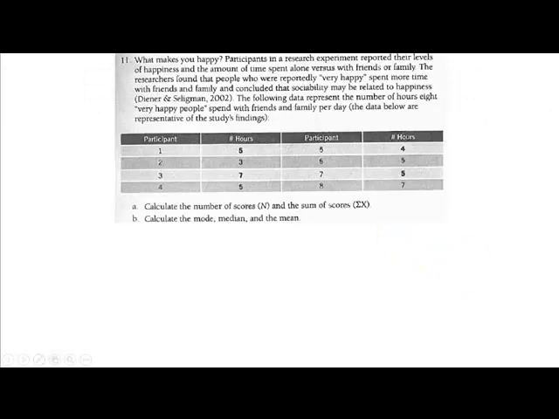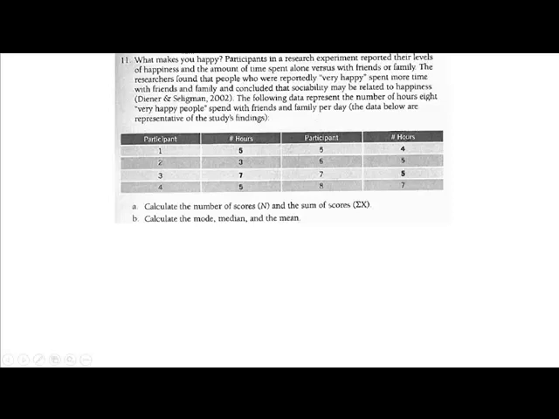Okay, let's look at a real question, one where we actually have to think a little bit. Number 11. What makes you happy? Participants in a research experiment reported their levels of happiness and the amount of time spent alone versus with friends or family. The researchers found that people who were reportedly very happy spent more time with friends and family, and concluded that sociability may be related to happiness.